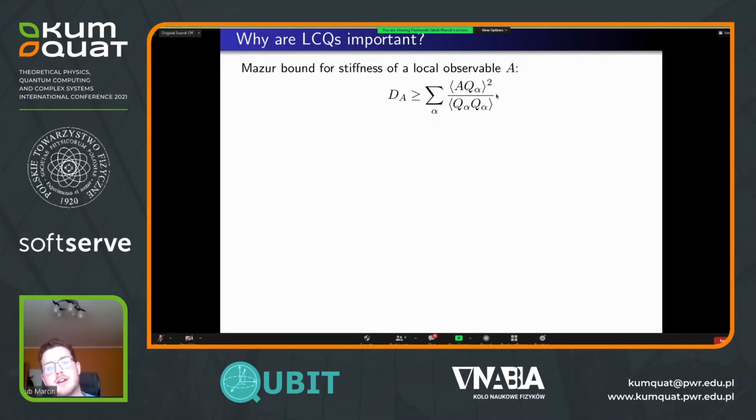But why are local conserved quantities important, and not all conserved quantities in general? As it turns out, this projection vanishes for non-local conserved quantities in the thermodynamic limit. So when you want to study properties of our system in the thermodynamic limit, the non-local conserved quantities become irrelevant. But why is it important to have a lower bound for the stiffness of an observable?